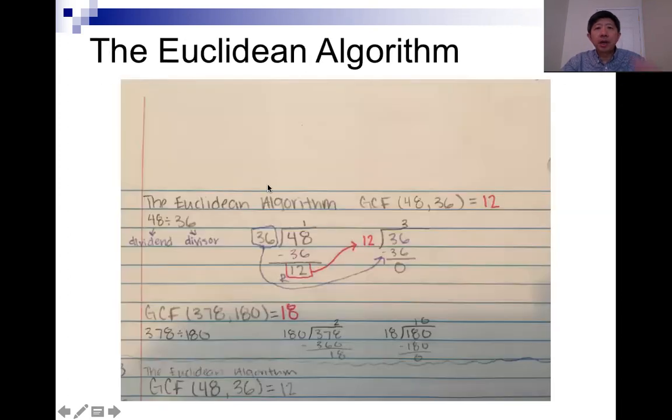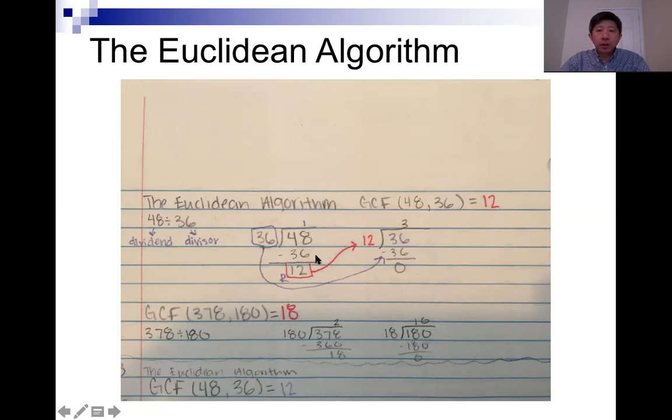Now next, the Euclidean algorithm. Let's say I want to find the GCF of 40 and 36. How do I find it? First, I take 40 divided by 36. 40 is the dividend and 36 is the divisor. So this is the dividend, this is the divisor. So we take 40 divided by 36. How many do we fill in here? So fill in 1 there.